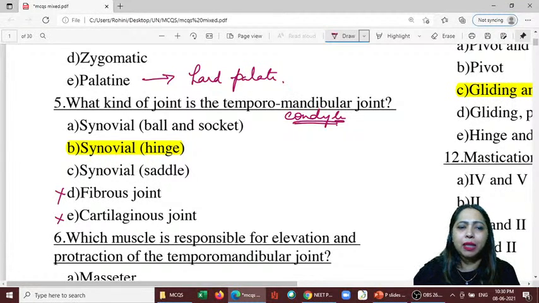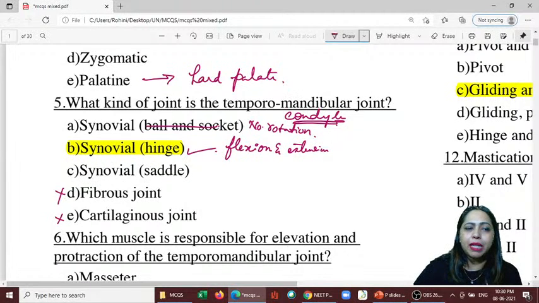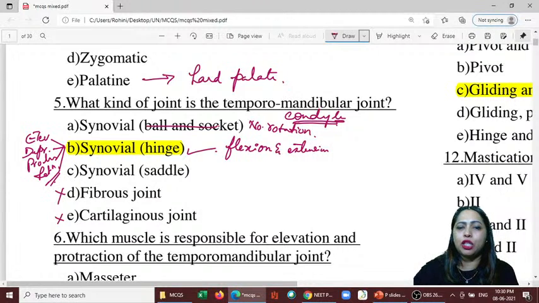And is it a ball and socket? No, it has no rotation, right? It has no rotation. So it is not a ball and socket type of joint, but it is a hinge joint. That means it does flexion, extension type of movements. What is that flexion, extension type of movement? That is opening and closing the mouth. It has all these actions: elevation, depression, protrusion, and retraction.